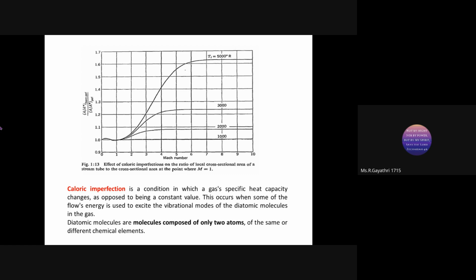This occurs because of the vibration of the diatomic molecules in the gas. Diatomic molecules means molecules composed of only two atoms of the same or different chemical elements. So our tunnel calibration needs to show these gas specific heat changes also.